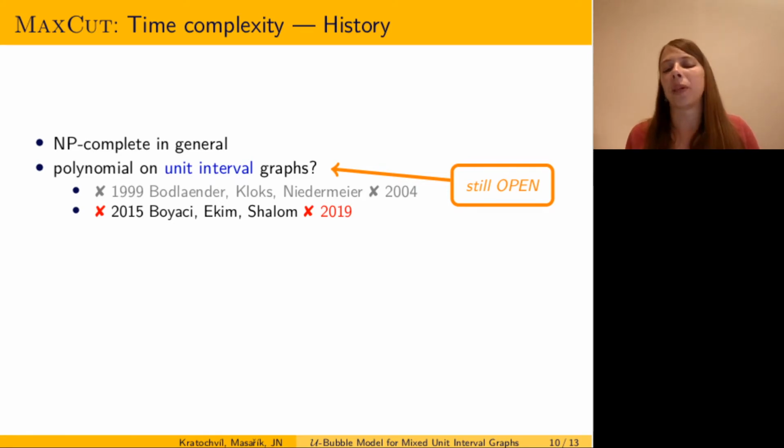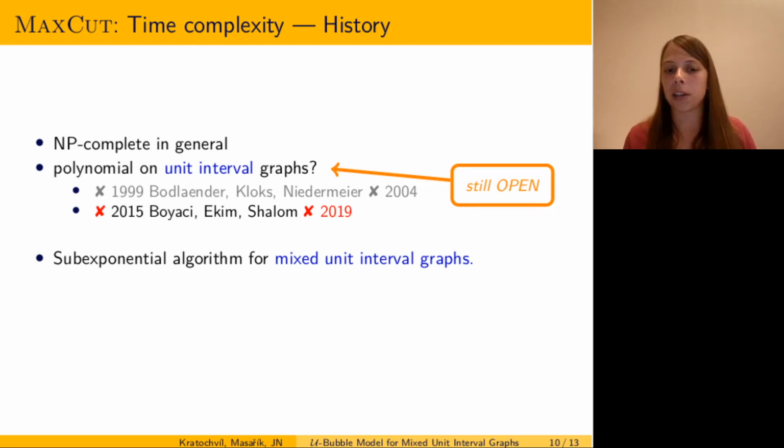Instead of polynomial time algorithms, some of the ideas of the mentioned paper by Bonnet et al. were used during workshop discussions to obtain at least a subexponential time algorithm for unit interval graphs, which can be extended also to mixed unit interval graphs. So there is a subexponential time algorithm for mixed unit interval graphs.